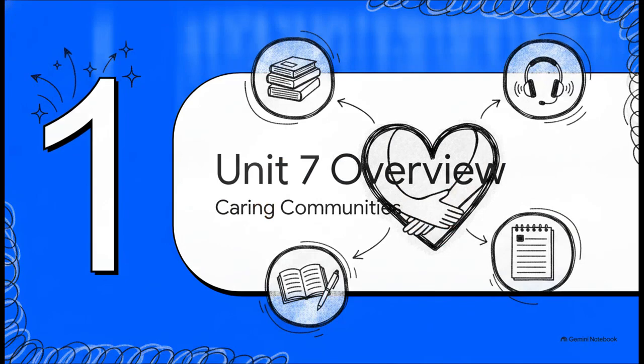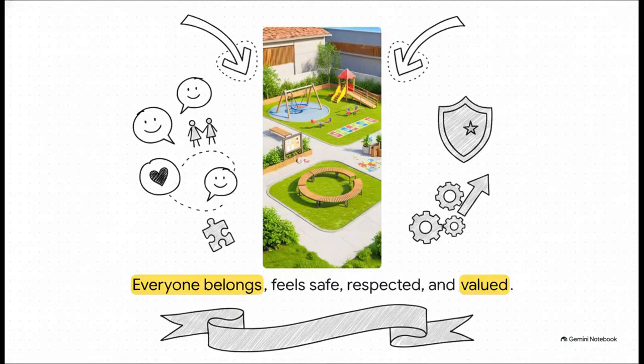Okay, Section 1, Unit 7 Overview, your roadmap to caring communities. Now, understanding this core theme of what a community actually is, well, that's the absolute foundation for this entire unit. So what do we mean when we say caring community? Simply put, it's a place where everyone belongs, a place where people feel safe, respected, and truly valued. Throughout this unit, your textbook brilliantly uses the school playground as the ultimate real-world example of this.